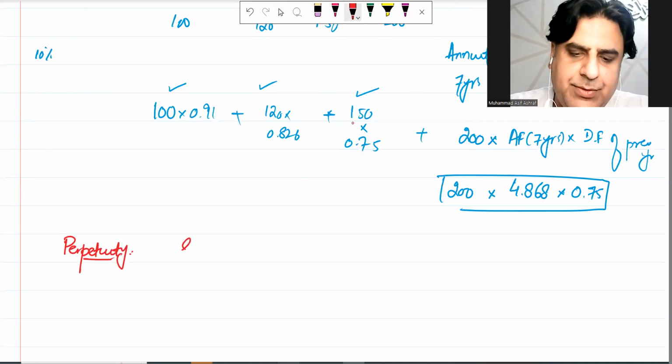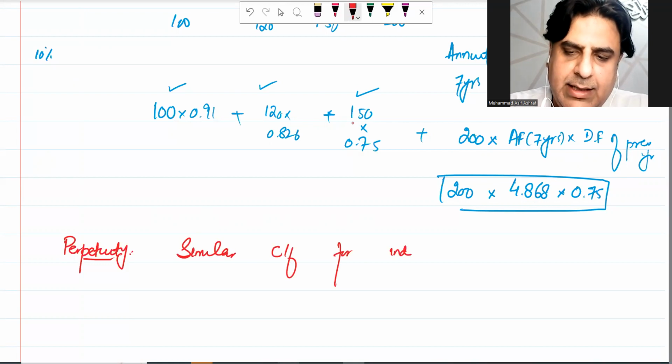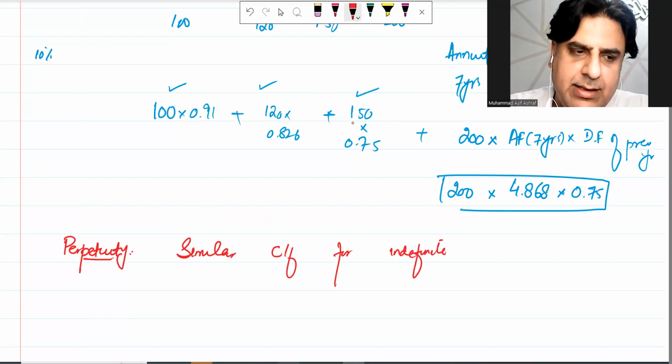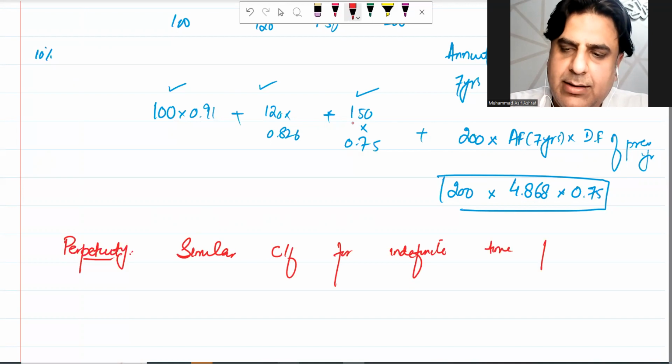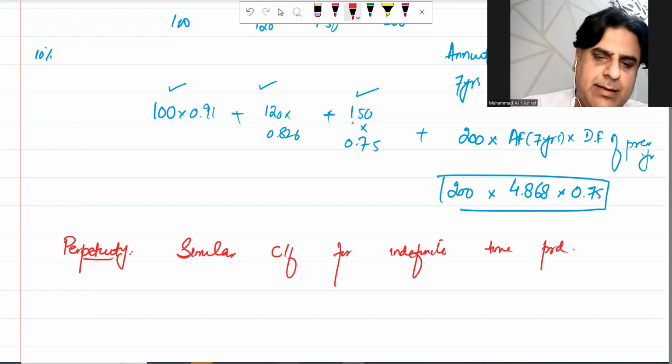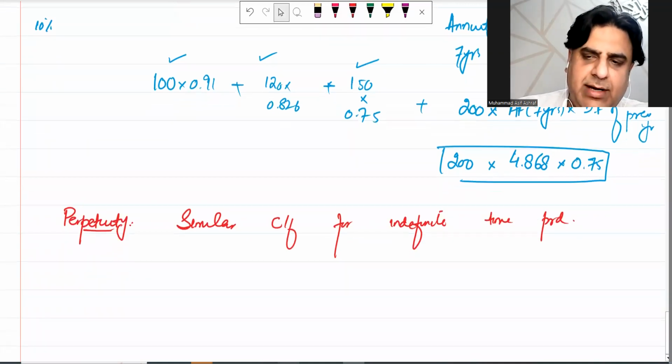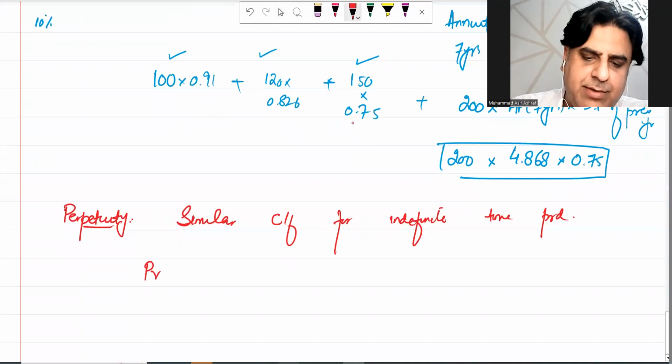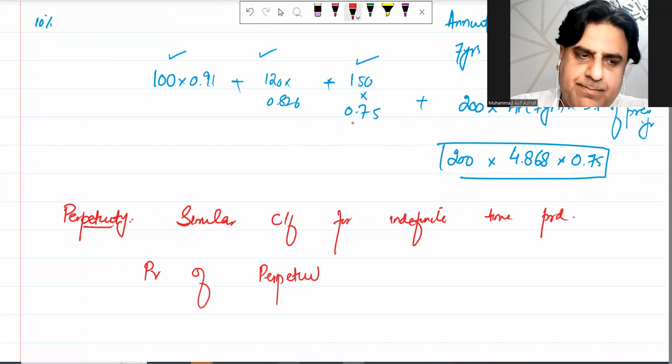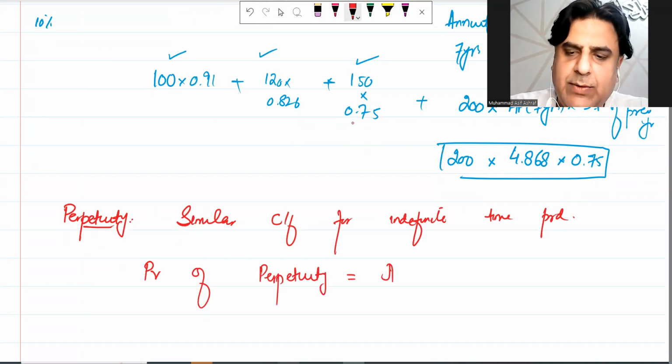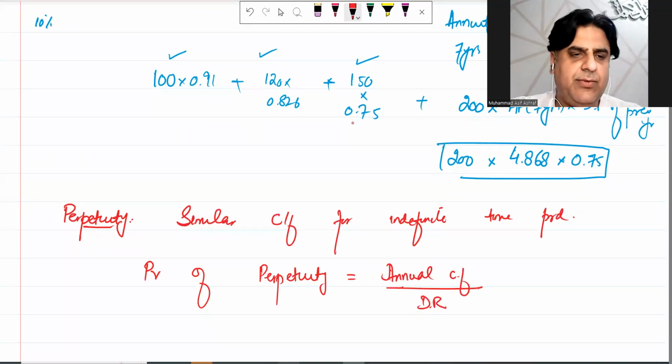Perpetuity. Perpetuity is, you can say, a constant or similar cash flows for an indefinite time period. And how do you find out the present value of perpetuity? Present value of perpetuity is equal to annual cash flows divided by discount rate.